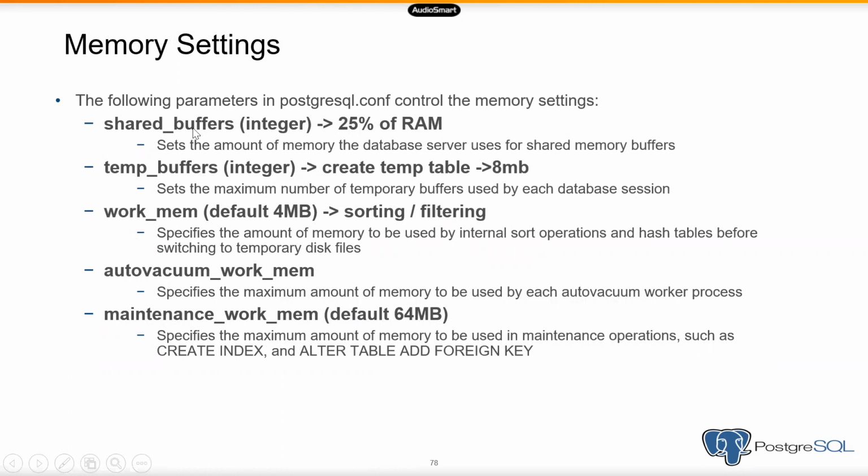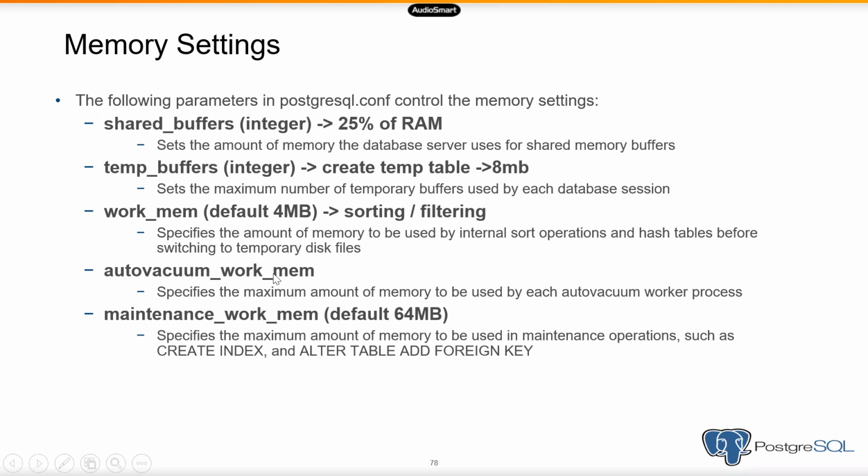Inside the memory settings, we have shared_buffers, which is set to 25% of the RAM. Temp buffers is for creating temporary tables, and it is set to 8 MB. And then work_mem: as a developer, if you're doing any kind of sorting and filtering, it requires work_mem to be on the higher side. If you put a low value, it will start spilling to the disk. That is work_mem.